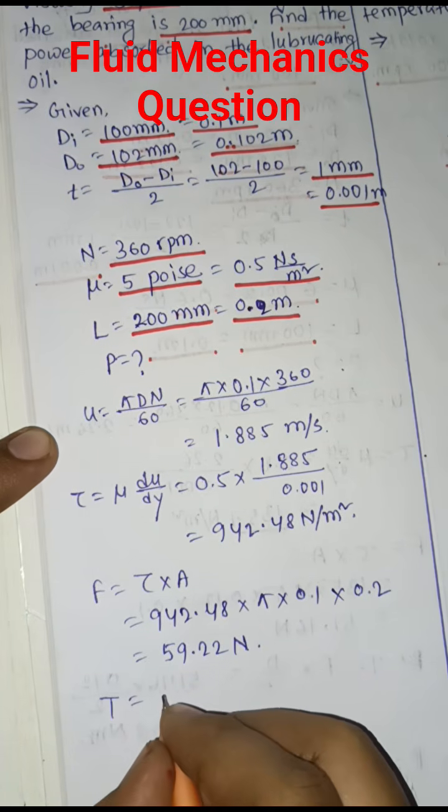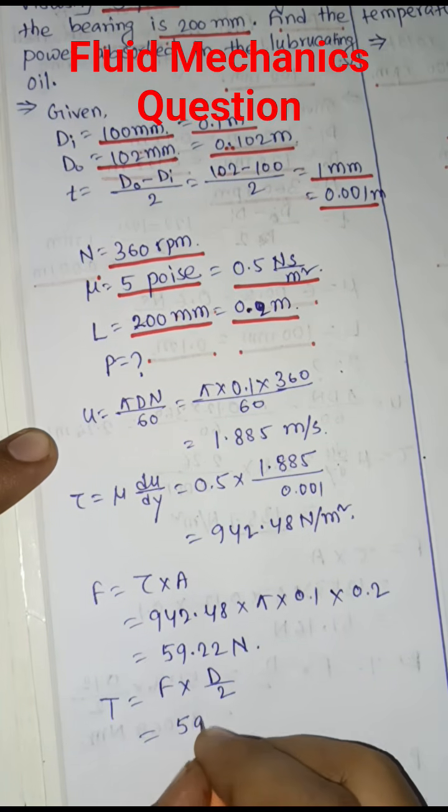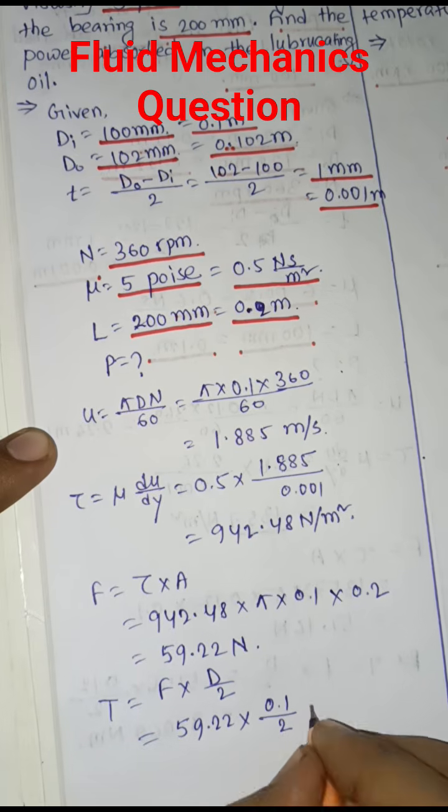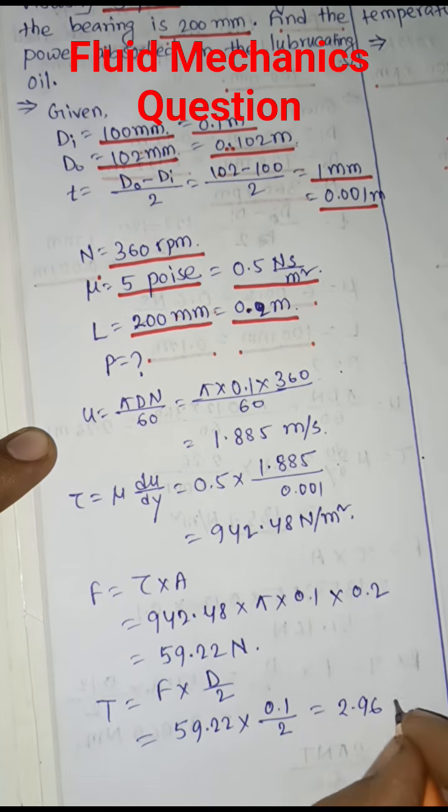Now, if you want to calculate the torque, that is F into D by 2. What is the value of F? That is 59.22, and the diameter, that is 0.1, divided by 2. From here you get the value of torque, that is 2.96 Newton meter.